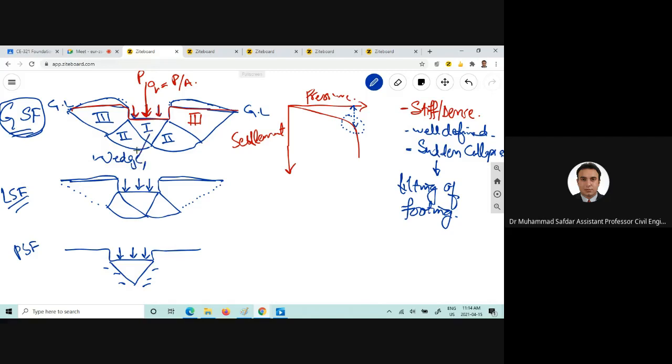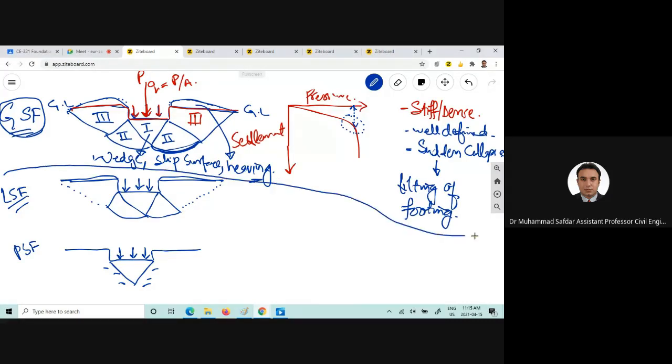This is the wedge shaped. There is also this portion, the radial shear zone or the slip surface, and also the heaving or bulging of the soil. So all this will happen in the general shear failure mode.